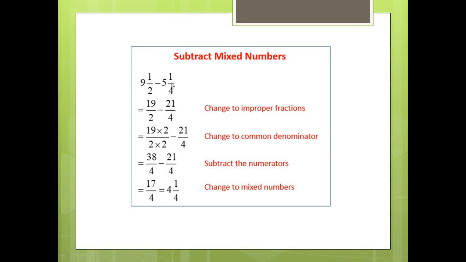And since our problem is a mixed number, we have to convert this into a mixed number as well. By converting an improper fraction to a mixed number, we are just going to divide our numerator by our denominator. And this is our answer. We have 4 as our integer and 1/4 as our fraction.